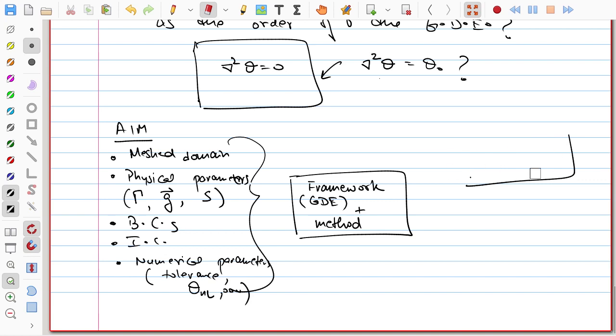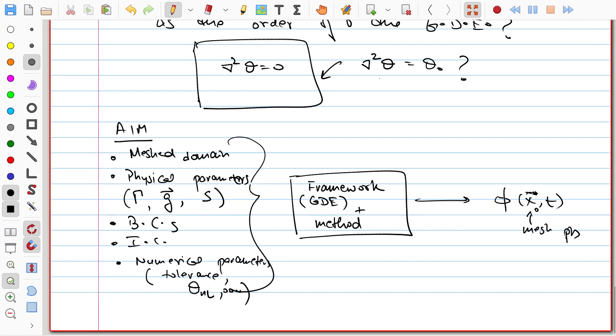So once you do that, what do you get out of it? You get phi as a function of x and t, but this x and t is not every x, it is only the mesh points. So I will call it x naughts. So this is only mesh points, not every arbitrary point. You can do interpolation. If you know the solution at 2 points, you can find the solution between them using some interpolation ideas.